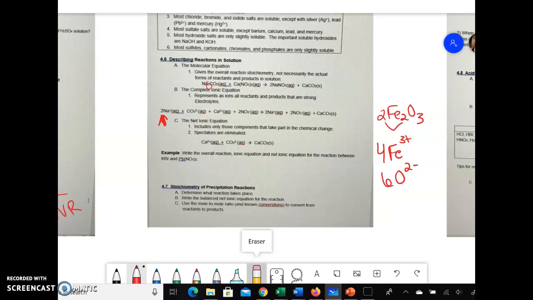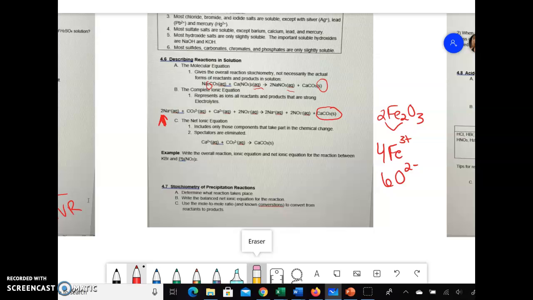So going back over here, notice that they broke up the sodium carbonate, they broke up the calcium nitrate because all nitrates are soluble, they broke up the sodium nitrate, it's aqueous as well, we have an alkali metal and a nitrate, so it's definitely going to be soluble. But then notice this last one is a solid, that is your precipitate, and notice that down here they did not break it into ions.